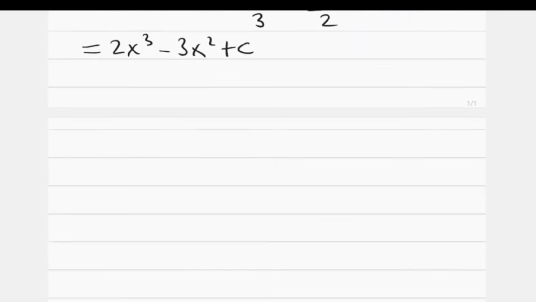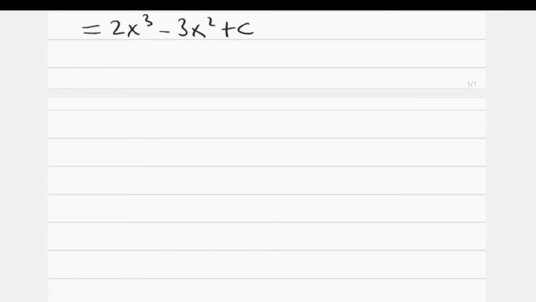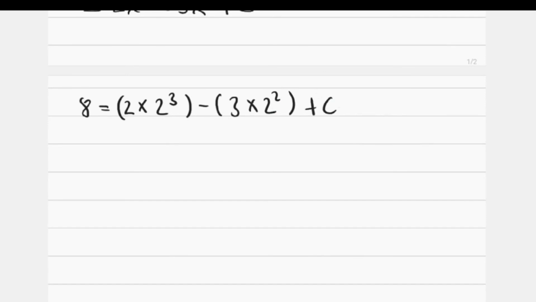So we could find c using the point where x is equal to 2 and y is equal to 8. And we sub that into the original equation. So 8 is equal to 2 times 2 to the power of 3, take away 3 times 2 to the power of 2, plus c. So that is equal to 16, take away 12 plus c, and therefore c is equal to 4.